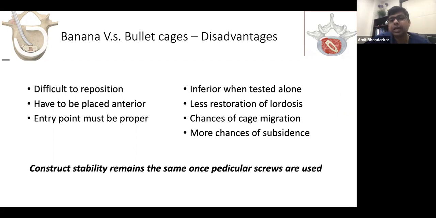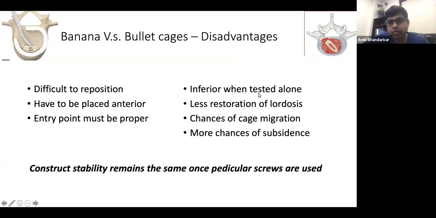The disadvantages of the bullet cages are they are inferior when tested alone. Now we have to understand that all the testing being done is with the cages only inserted, but usually in real life we insert pedicle screws, and if you test a banana cage and a bullet cage with the pedicle screws inserted, there is not much change in the biomechanics of the construct. They're stiffer in every aspect, and they're similar.